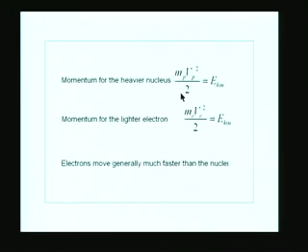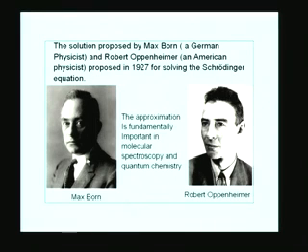This is the first important issue in deciding how do we set up the molecular wave function. Electrons move generally much faster than the nuclei, and therefore it is possible to separate the electronic motion from that of the nuclear motion. Anyway, let me explain that now by first let me introduce Max Born through the pictures here and Robert Oppenheimer.